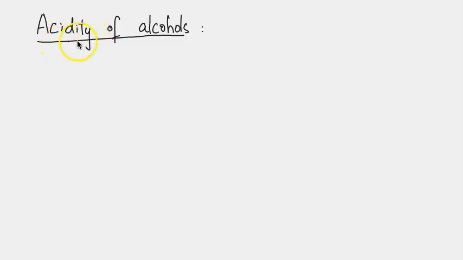Let us discuss the acidity of alcohols in this video. So what are alcohols generally? The alkyl group, that is the R group, attached to the OH functional group indicates an alcohol. R can be any carbon-containing group. For example, it can be CH3, it can be C2H5, and so on.